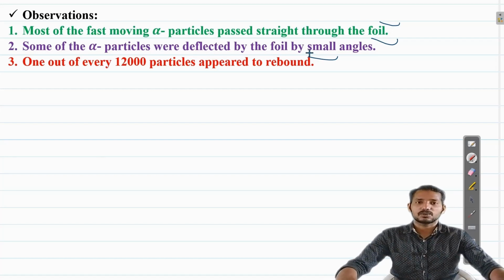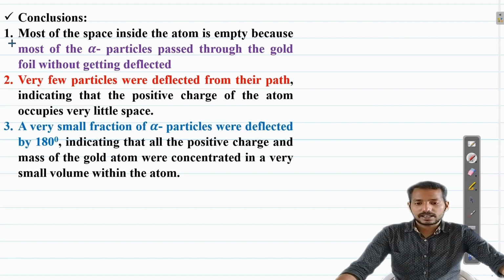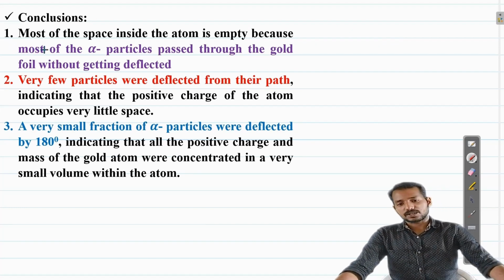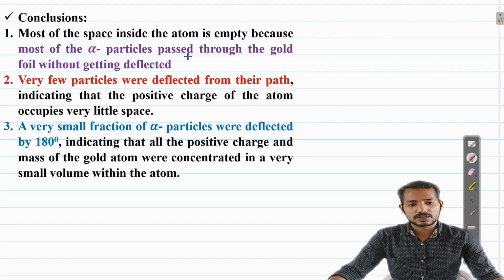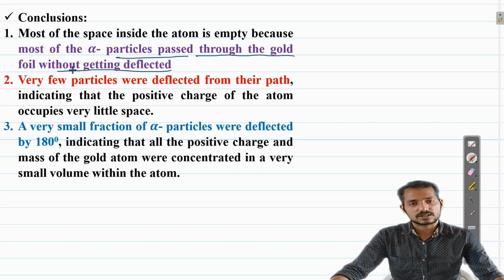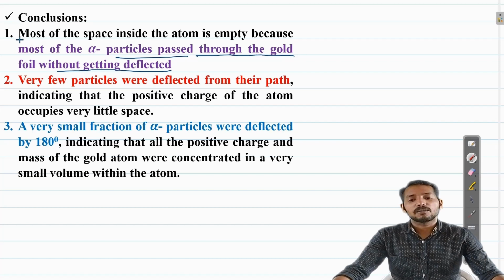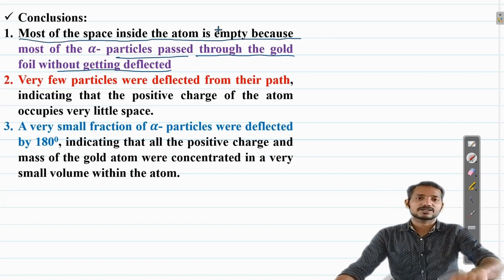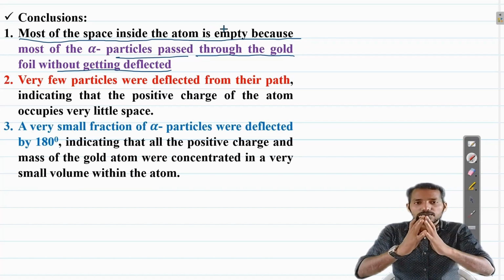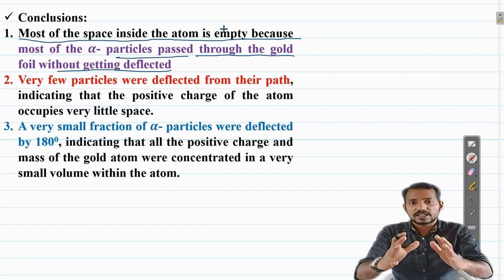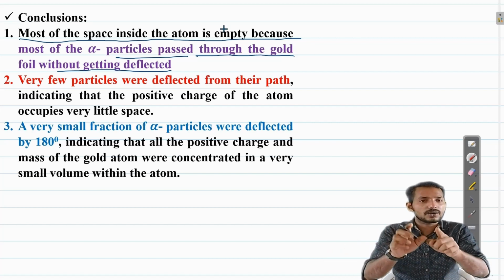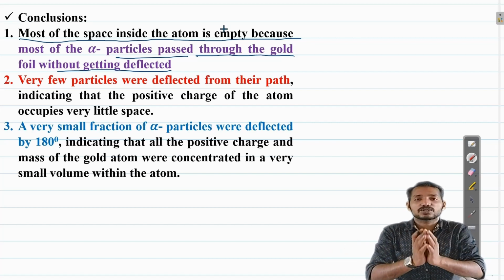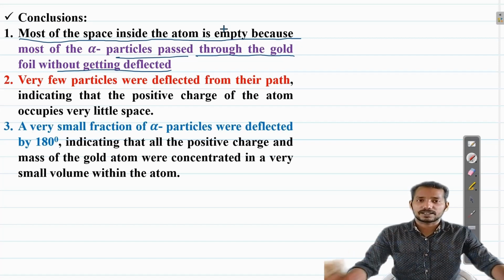Let's discuss that. What were his conclusions? Three conclusions on the basis of three observations. Most of the alpha particles passed through the gold foil without getting deflected, which means most of the space inside the atom is empty. That is the conclusion he got from the first observation.